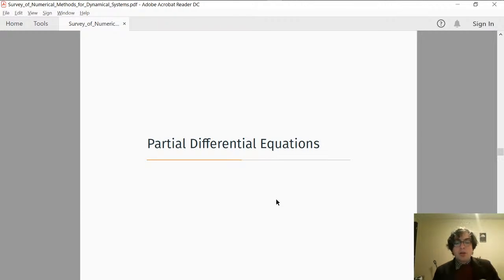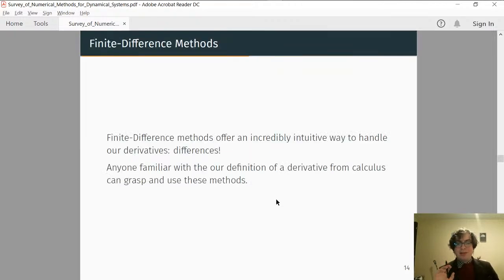But now I'm going to move on to a survey of partial differential equation methods and give you the rationale, how they cheated the system, how they changed the problem from one they couldn't solve to one they could. All right, and we're going to start with finite difference methods. And these are fantastic as an incredibly intuitive way to handle our derivatives. We just say, make them differences, make them slopes. Make them approximate slopes. So anyone with a familiarity with just basic calculus can handle these finite difference methods. They can grasp the intuition and the motivation.